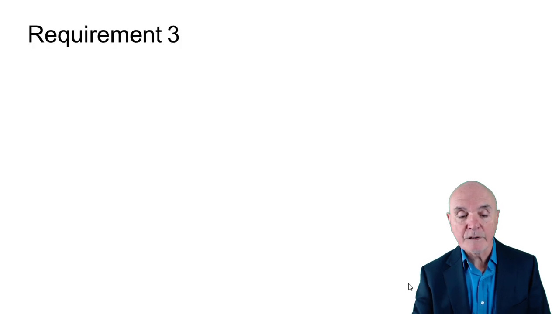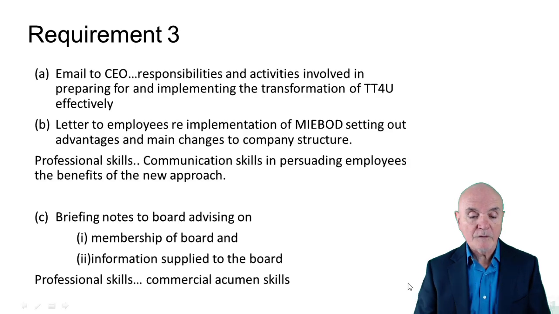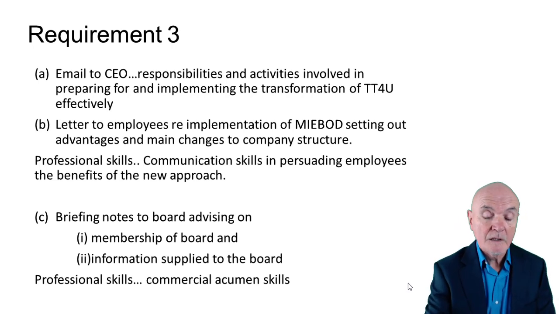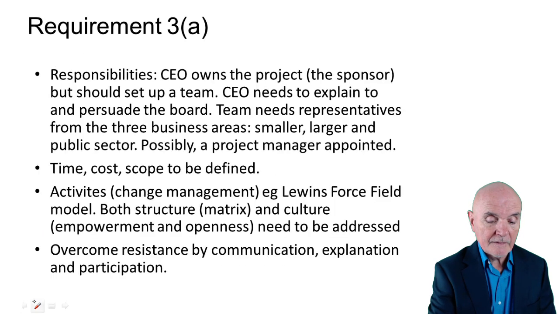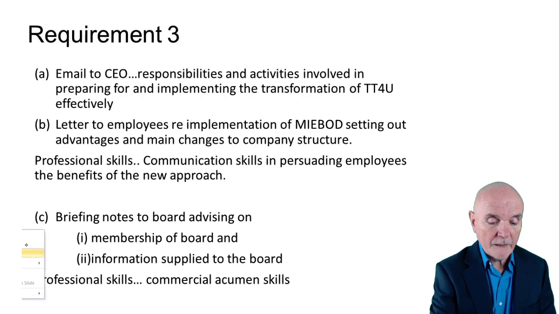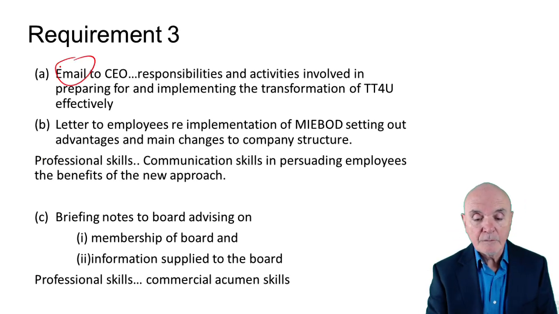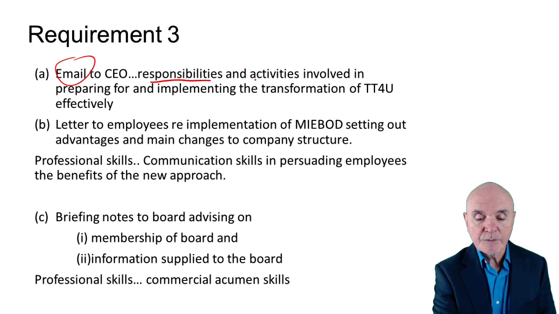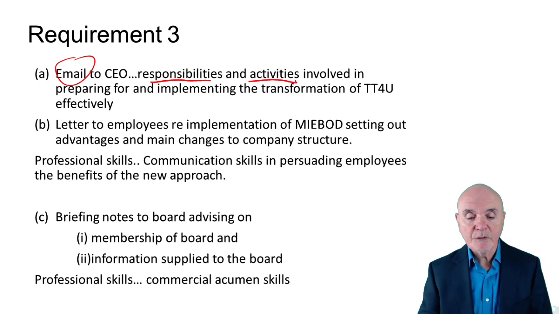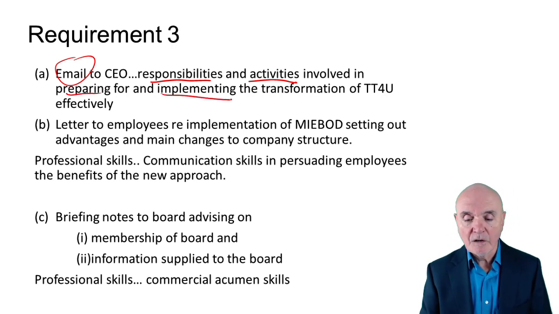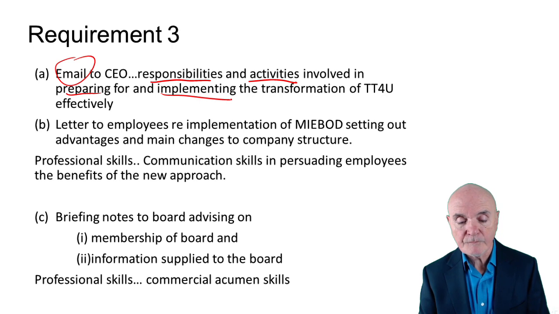So Requirement 3 has 3 sections. First of all, we've got Section A, and it has to be an email, and if you listen to the previous presentations here, you know that it's important to get that in the right format. To the CEO, on the responsibilities and activities, so we have to make sure we get both of these, involved in preparing for and implementing the transformation of TT4U effectively.